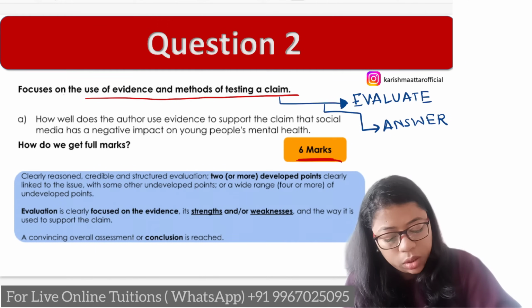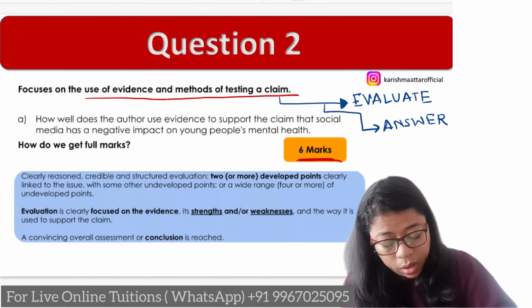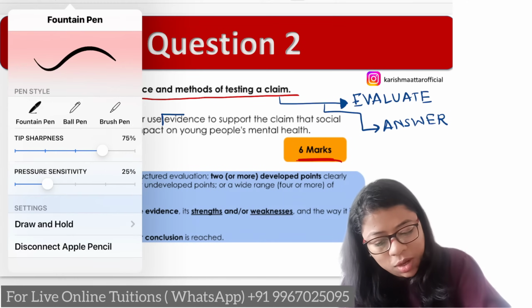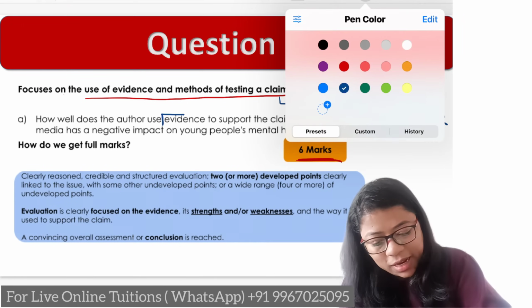How well does this author use evidence to support the claim that social media has a negative impact on young people's mental health? How do we get full marks? Okay, so first let's understand what the question is. If you see in question number 2, what is evident? In question number 2 are the words "evidences".